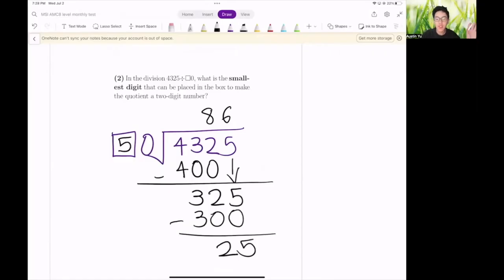So 5 is the smallest digit that can be placed in the box because it gives you a whole number answer of 86, but with a remainder of 25. So that's how you're going to do this answer. The answer is 5. And that is how you do number 2.